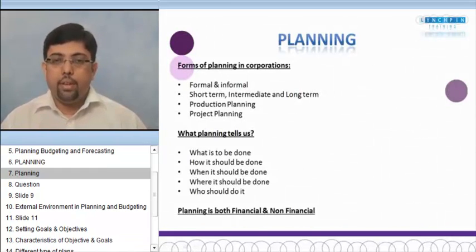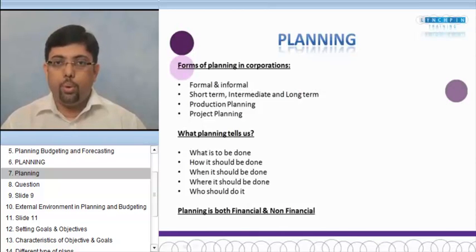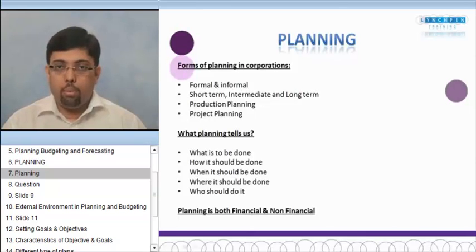Planning consists of several things. Planning is of different types, so we are going to look at each one of them. Forms of planning in a corporation: there can be formal or informal planning. Formal planning is something which is presented to the board of directors, the CEO, or the chief operating officer, like a well documented report with all the relevant schedules and supporting. That is a formal level of planning. Informal planning can be like a chat between 2 colleagues, something which we are thinking inside our mind, which is not well documented and not well presented to other people.